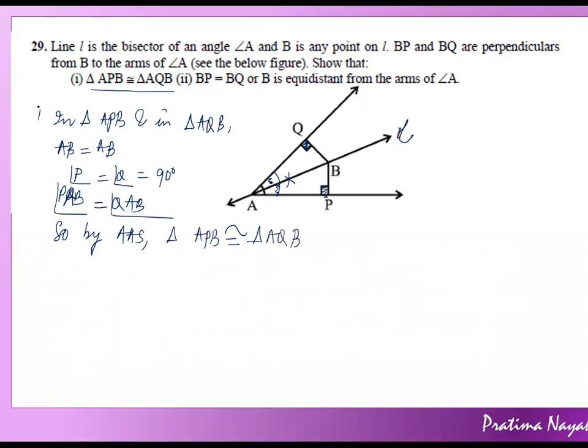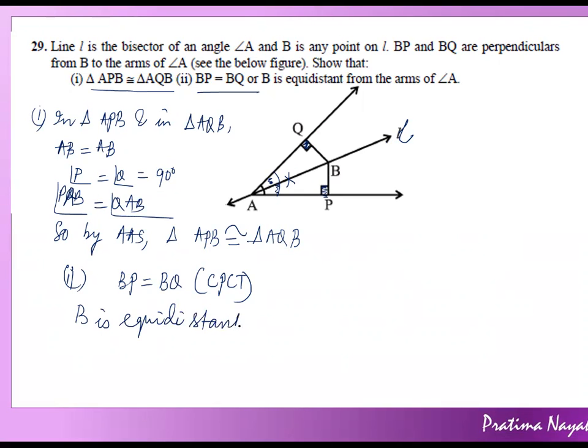First part is over. Now coming to second part. BP is equal to BQ. Why? BP is equal to BQ because of CPCT, corresponding parts of congruent triangles. One is part of APB, one is part of AQB. So B is equidistant from the arms of A.